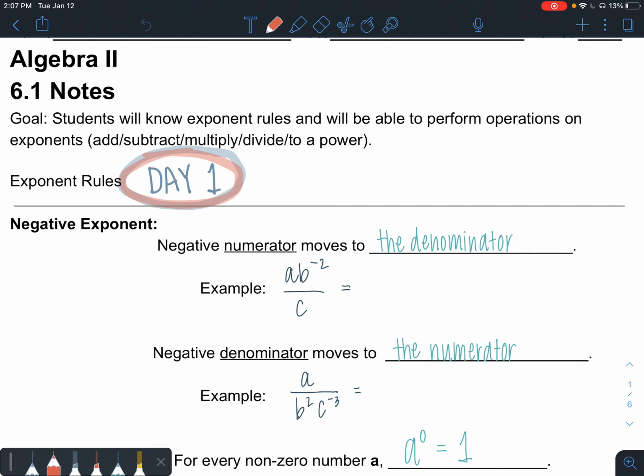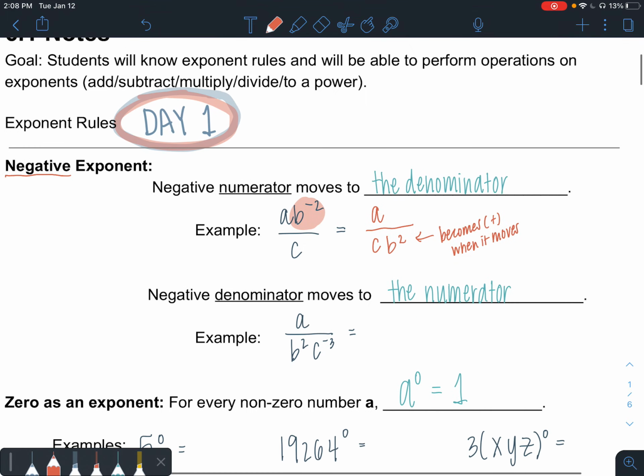So the first one is when we have a negative exponent. When we have a negative exponent, the negative numerator is going to move to the denominator. So here you can see that b to the negative 2 is negative. So what's going to happen is it's going to move to the denominator to make it positive. So what we end up with is the a and the c stay, but the b comes to the bottom and then is made positive.